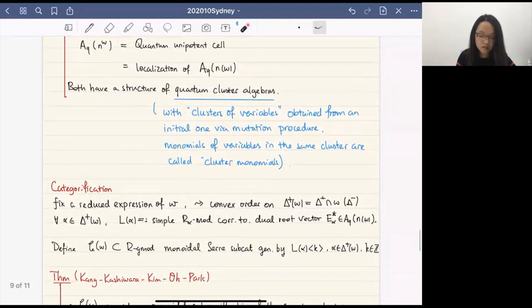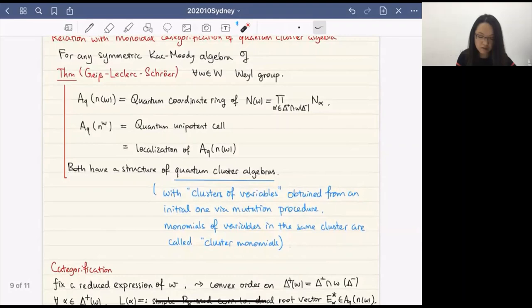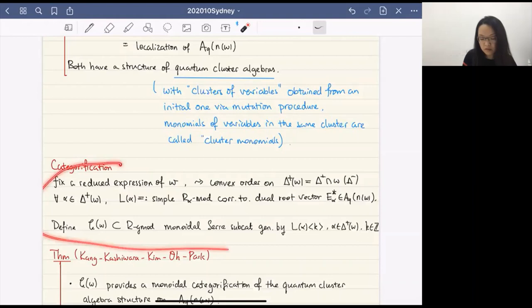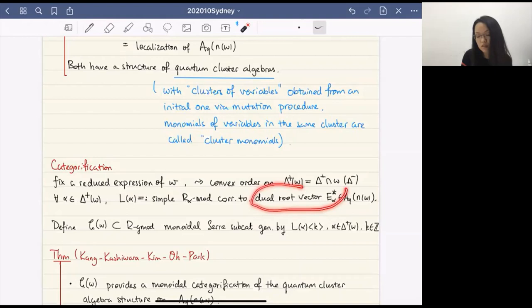And then such structures were categorified by Kang-Kashiwara-Kim-Oh-Park in terms of quiver Hecke algebras. So the starting point is like what we discussed above. If you fix a reduced expression of w, you get a convex order on this set of positive roots. Then for each of them, you take the dual root vector, a canonical basis element, and you have a simple module corresponding to it. And you define a monoidal Serre subcategory generated by these simples and their shifts as above.